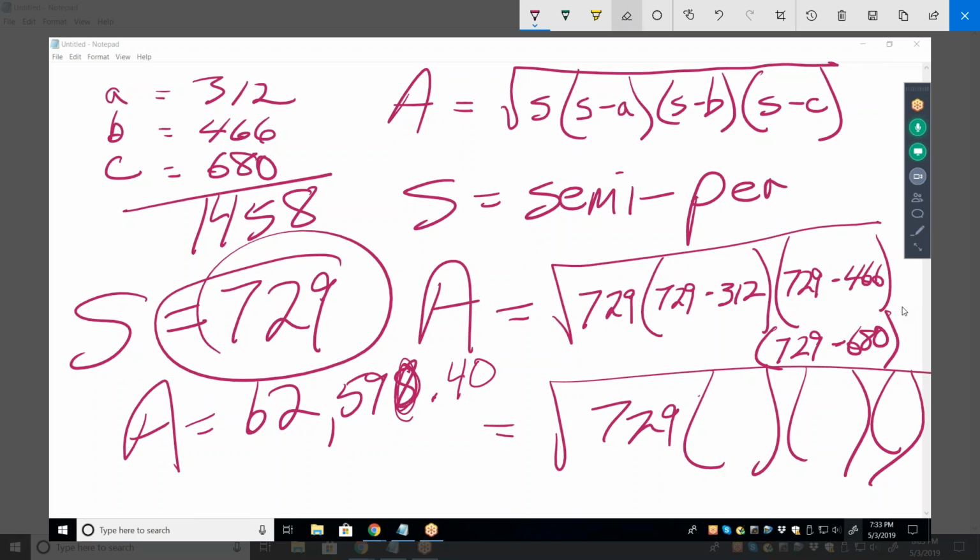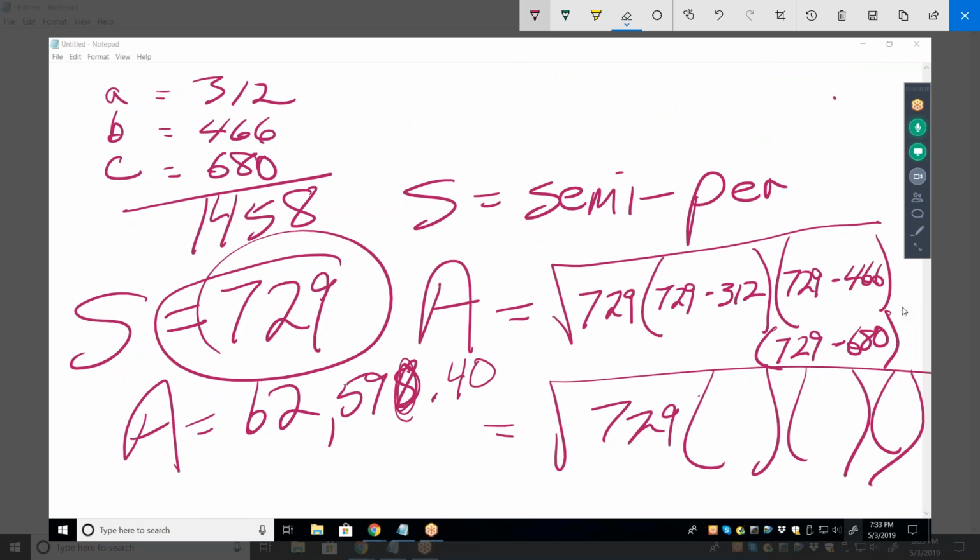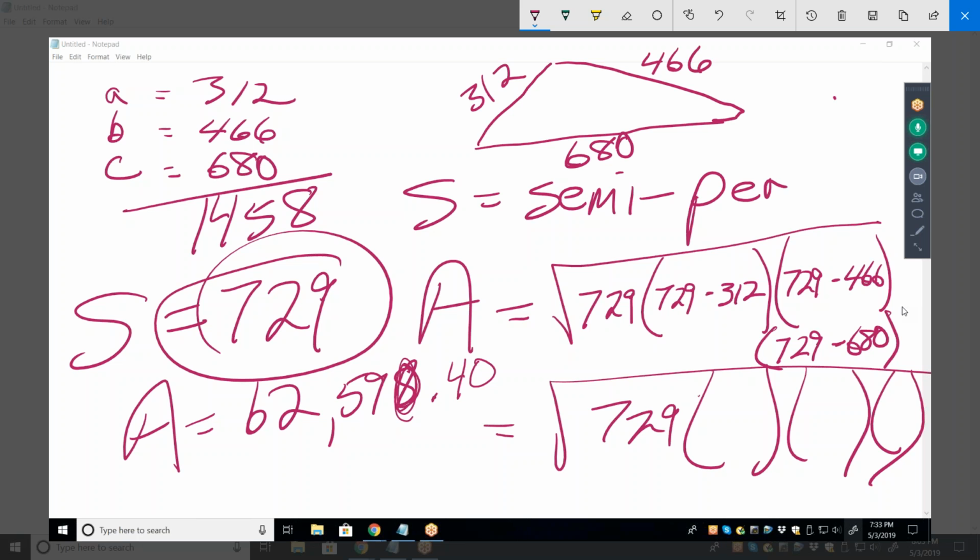So let's see if that makes sense. If I draw a triangle similar to the one they're talking about, and I give it a base of 680, and I give it a short side of 312, and I give it a long side of 466, then that height is going to be approximately 200, we'll say. All I'm trying to do is ballpark it.